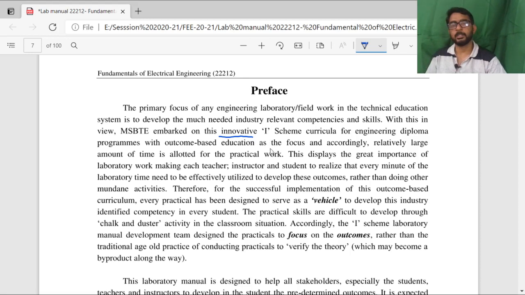Whatever the technology courses and the contents in this I scheme are very innovative, such that they will serve as a vehicle to develop the industry-identified competency in the student. They will focus on the outcomes of the course rather than the traditional old-age technologies. Now in the I scheme you will find outcome-based programs.